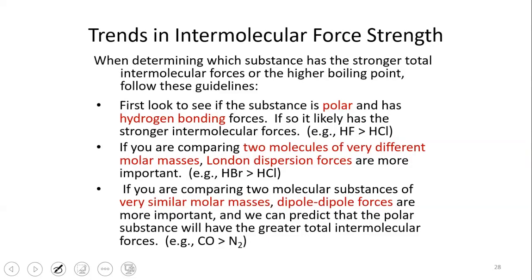All right. Now, if you're comparing two molecules that have pretty similar molar masses, in that case, dipole-dipole forces are going to be more important. And we can predict that the substance that is polar will have the greater intermolecular forces, i.e. the higher boiling point. So compare carbon monoxide with nitrogen gas. If you draw the Lewis structures for them, you'll see that CO is polar. They're both about the same size, about 28 grams per mole. And yet you expect carbon monoxide to have the stronger intermolecular forces.